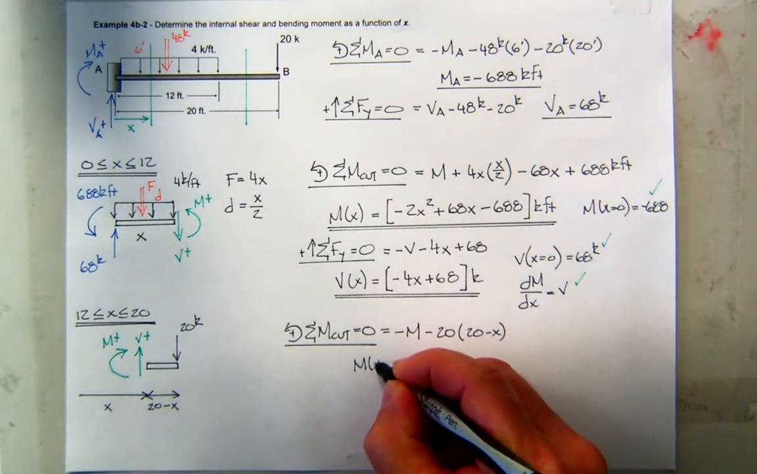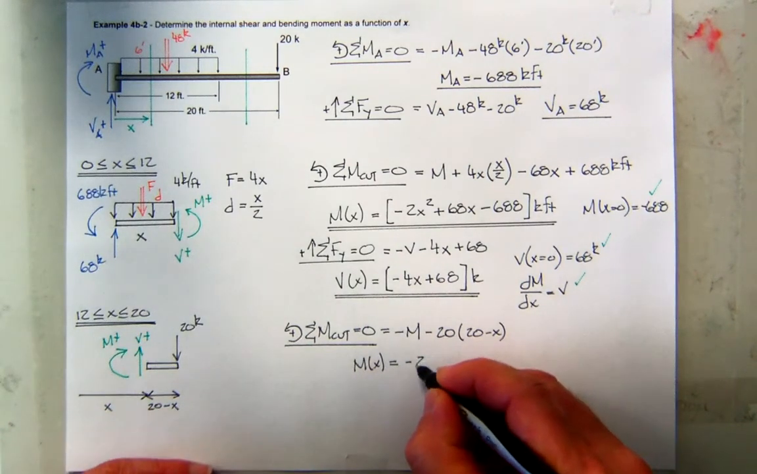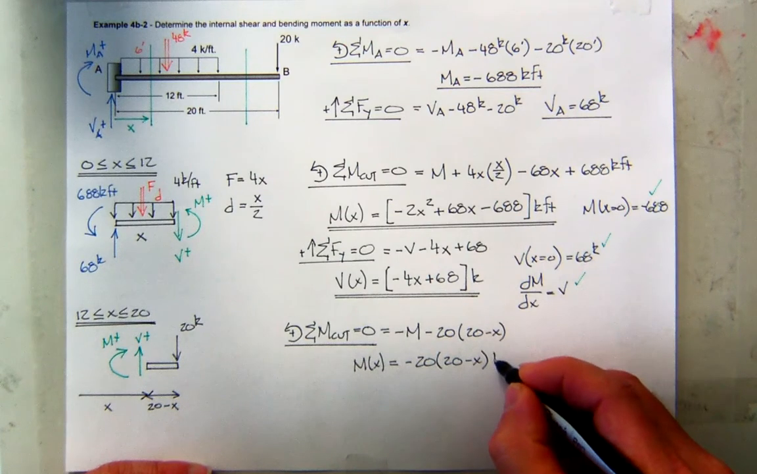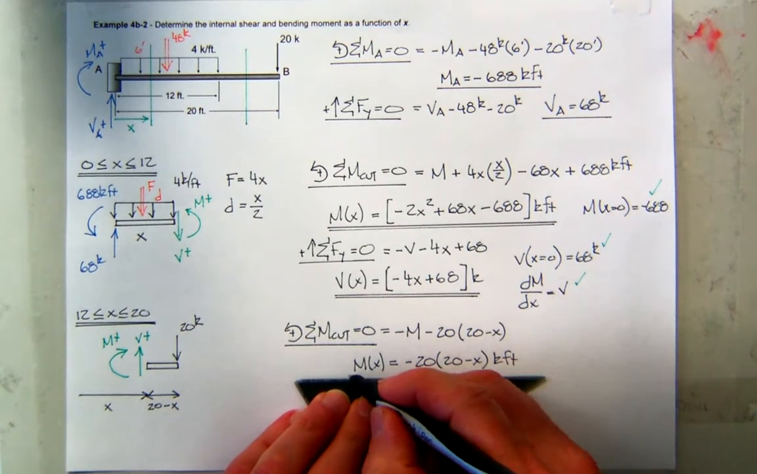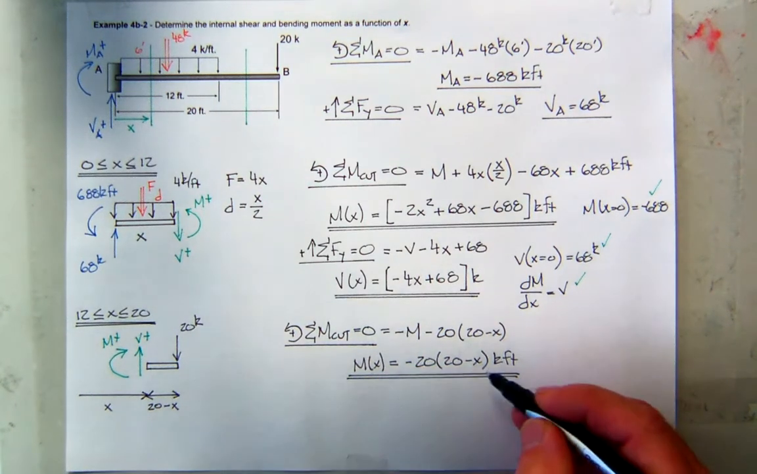So now I can solve for the moment. The moment, as a function of x, is just minus 20 times (20 minus x). And that'll have the units of kip feet. Now some people feel the need to expand that. You can if you like. But that's a valid equation.